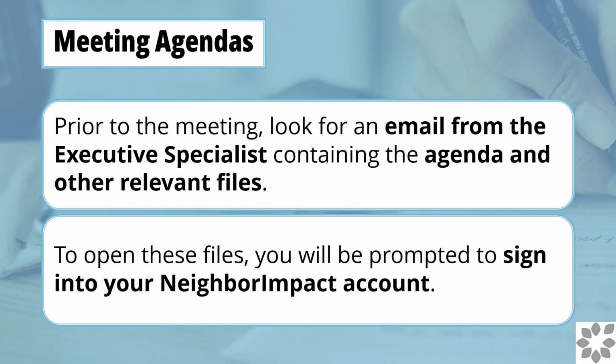Meeting agendas and associated files are distributed before meetings for you to review. These agendas are sent in an email from the executive specialist 1 week before the scheduled meeting. You will need to sign into your Neighbor Impact account in order to access the agenda and associated files.